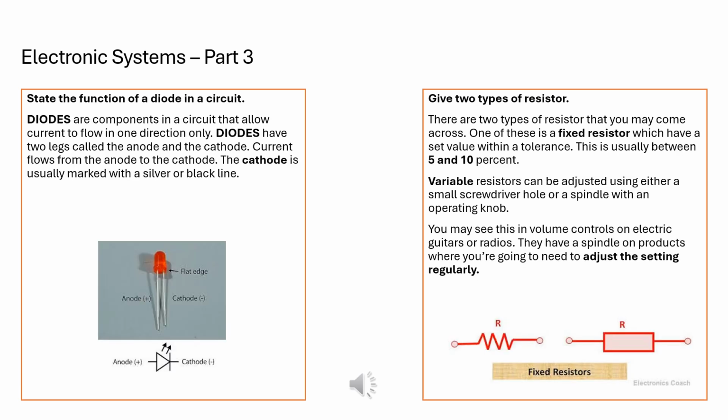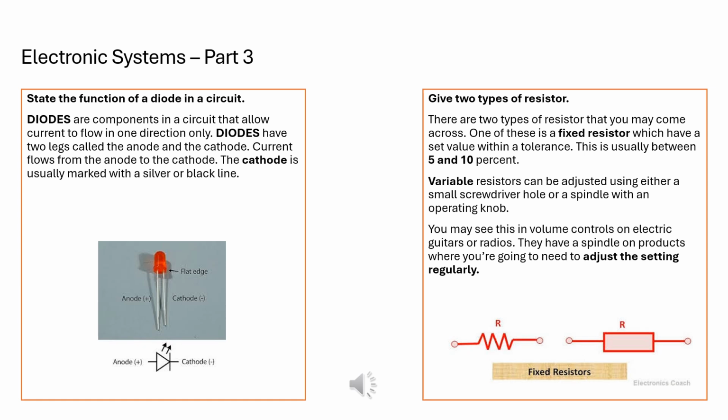So diodes are components in a circuit that allow the current to flow in one direction only. Diodes have 2 legs called an anode and a cathode. Current flows from the anode to the cathode, and the cathode is usually marked with a silver or black line.